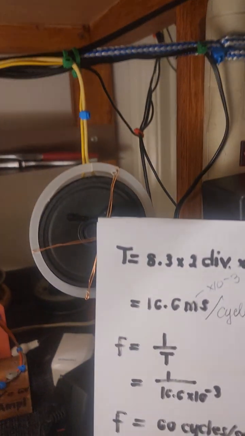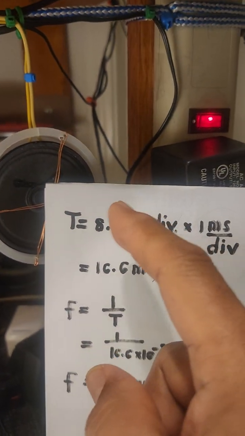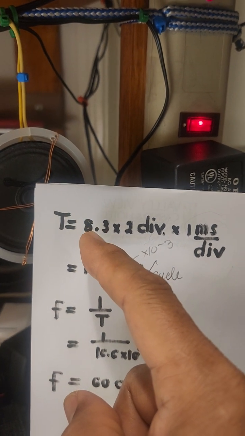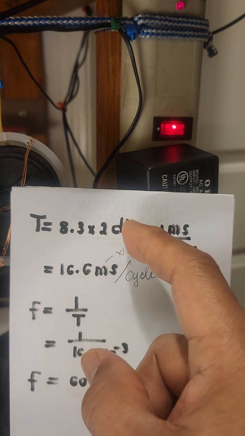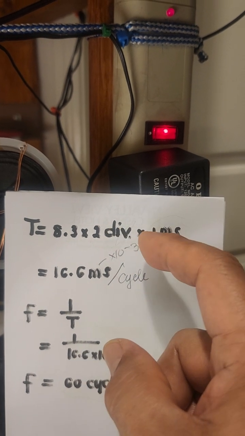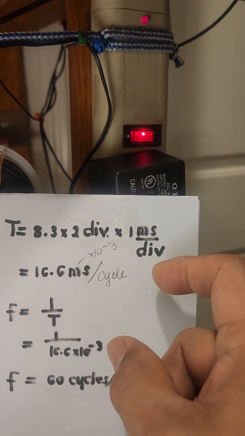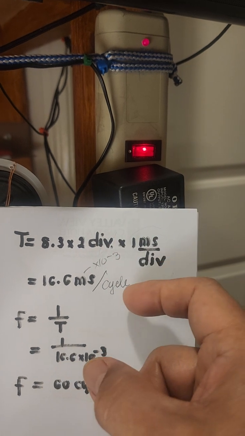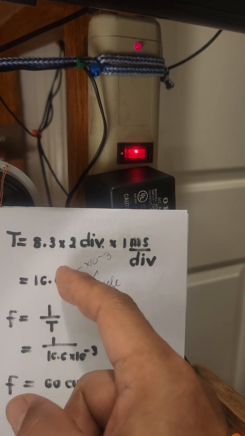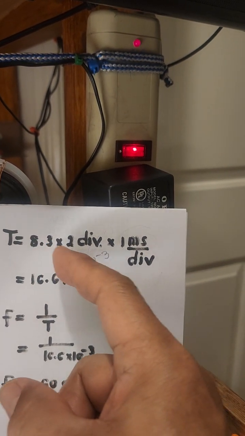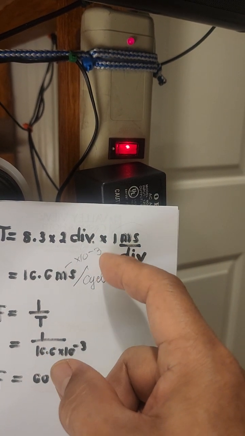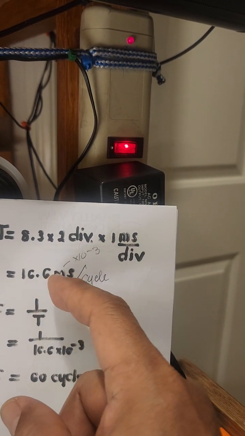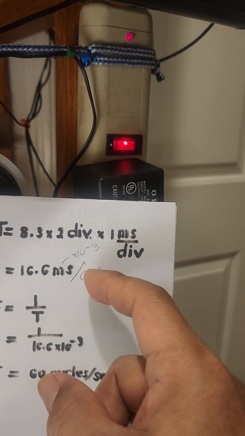And as per our computation, I will repeat it: 8.3 divisions per half cycle, whole cycle will be times 2, the unit will be division, and we will multiply this by 1 millisecond per division. Like what I said, division cancels, and the resulting value of the period per cycle is actually 16.6 times 10 to the minus 3 seconds per cycle, or simply 16.6 milliseconds per cycle.